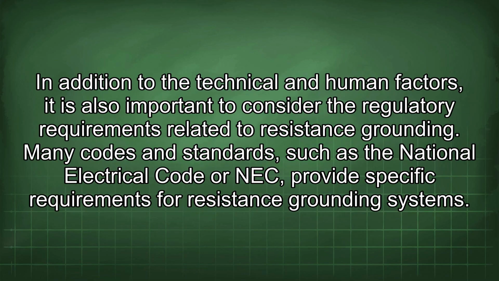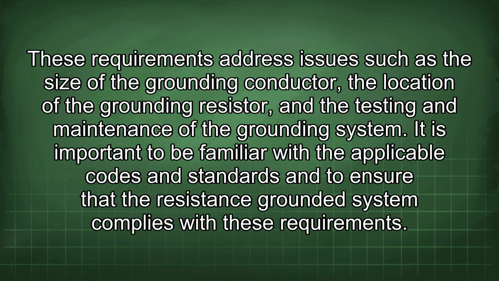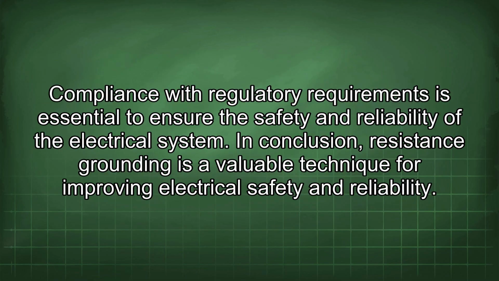In addition to the technical and human factors, it is also important to consider the regulatory requirements related to resistance grounding. Many codes and standards, such as the National Electrical Code or NEC, provide specific requirements for resistance grounding systems. These requirements address issues such as the size of the grounding conductor, the location of the grounding resistor, and the testing and maintenance of the grounding system. It is important to be familiar with the applicable codes and standards and to ensure that the resistance-grounded system complies with these requirements. Compliance with regulatory requirements is essential to ensure the safety and reliability of the electrical system.